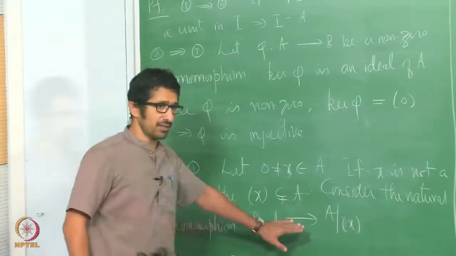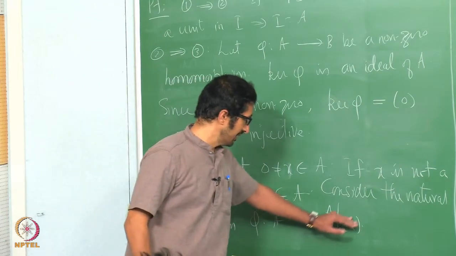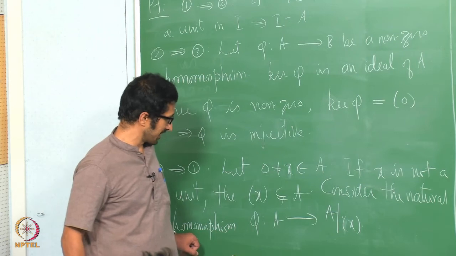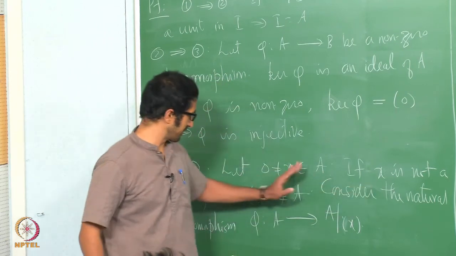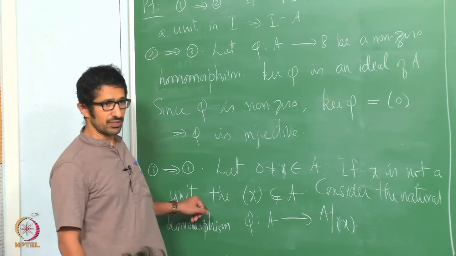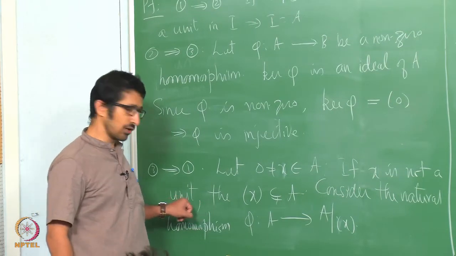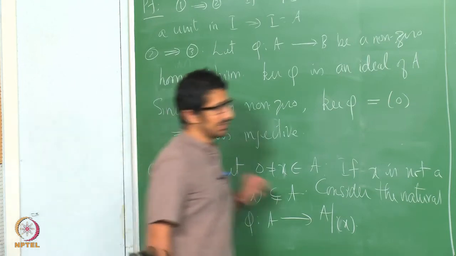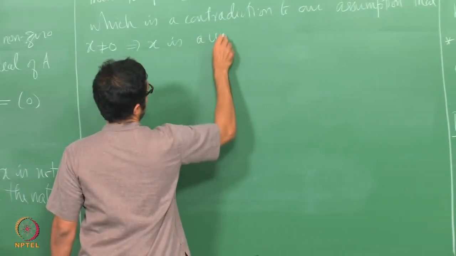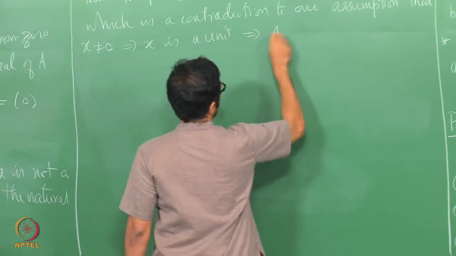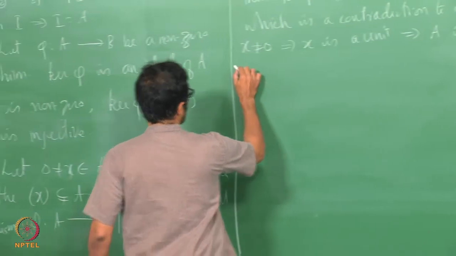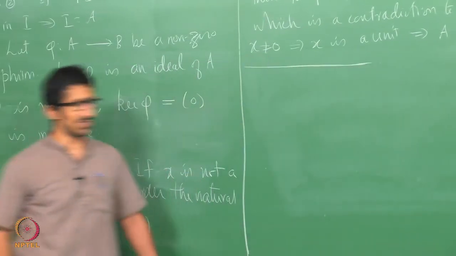So, therefore, we have made an assumption which is wrong, the assumption that x is not a unit. Therefore, x has to be a unit. This implies x is a unit and that implies A is a field. So, now this characterizes fields.